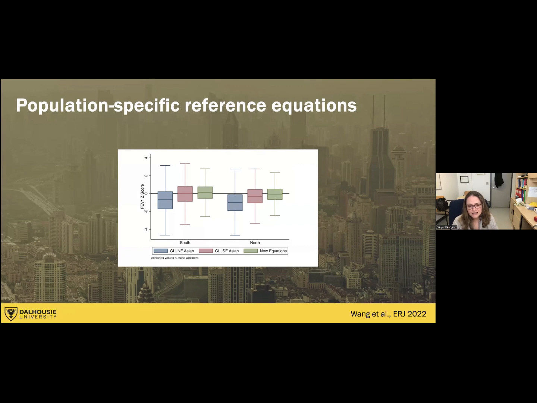And we see that in individuals living in China, a contemporary population where we looked at good quality data, we did everything similar to what would have been done in an NHANES survey. And we see that people living in China, both North and South China, that their lung function is very similar to what we produce with the GLI Southeast Asian equations. And actually that if we had interpreted using the Northeast equations, everyone would look much sicker than they are.